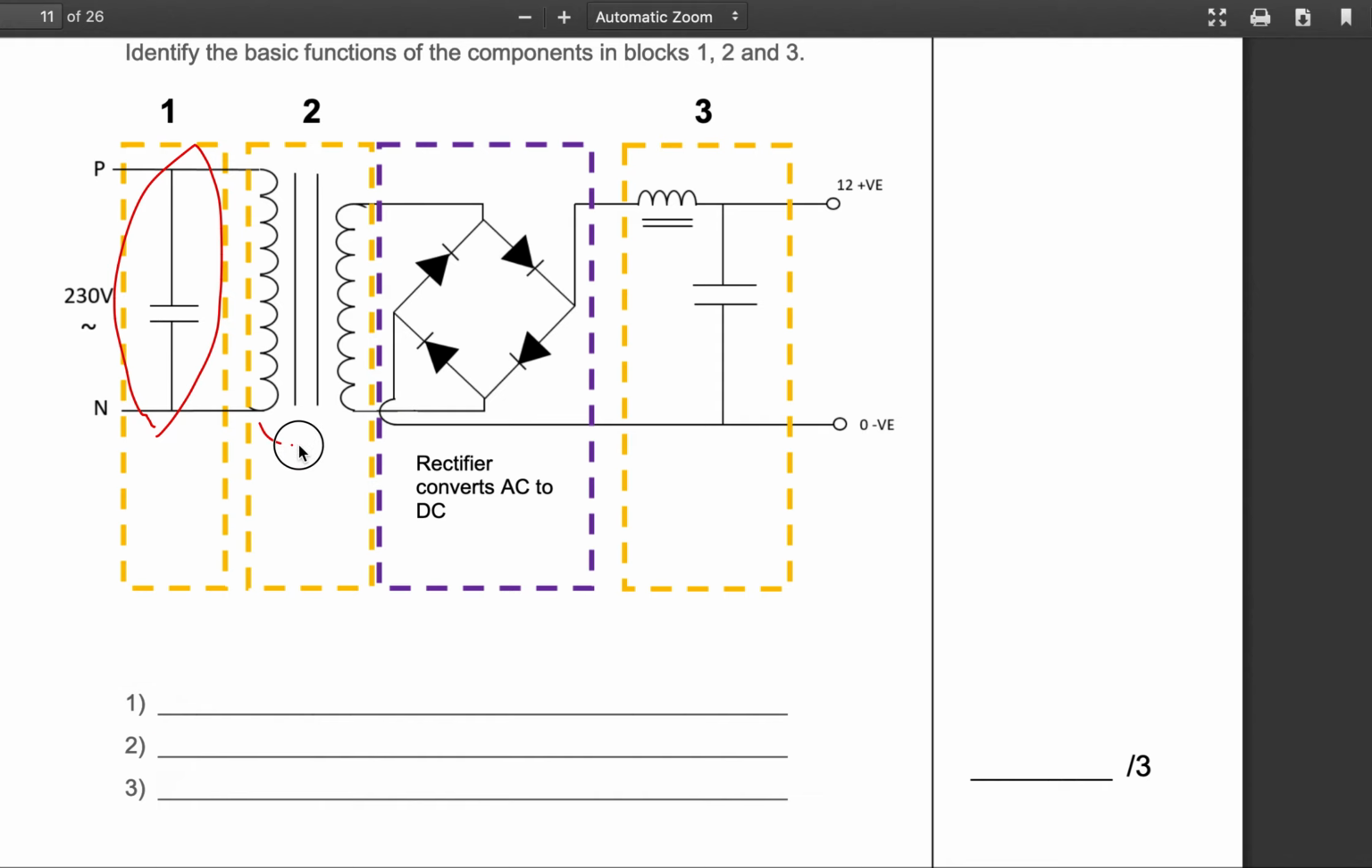Box 2, this one here: a transformer steps down the voltage. See the fewer windings? Okay, so the transformer steps down the voltage. And 3: these are inductors and capacitors, and both of them are filters, just removing that last bit of ripple. So going over again: capacitor, power factor correction; transformer, step down the voltage; inductor and capacitor, filters.